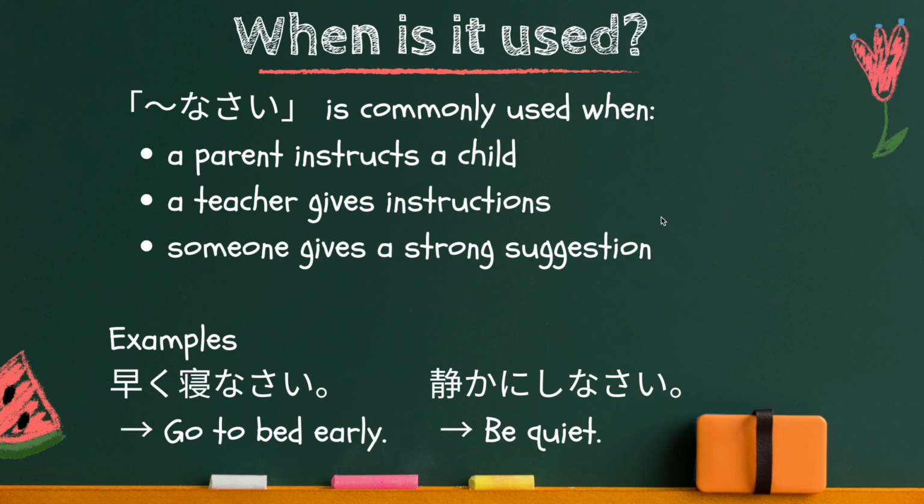When is it used? なさい is commonly used when a parent instructs a child, a teacher gives instructions, or someone gives a strong suggestion. So for example, 早く寝なさい means go to bed early. This is used when a parent instructs a child, saying, go to bed. Next one, be quiet. 静かにしなさい. This is like when a teacher gives instructions to the student, be quiet.